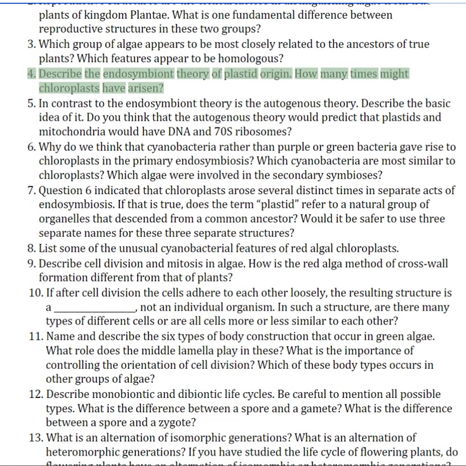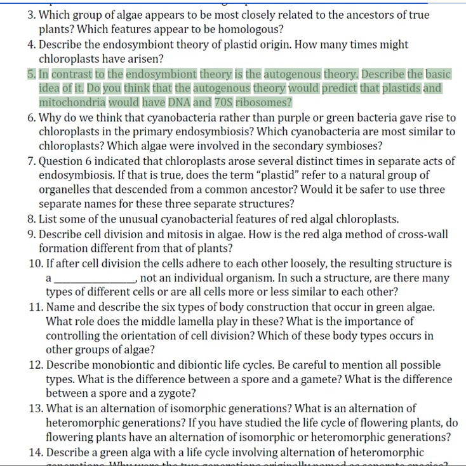4. Describe the endosymbiont theory of plastid origin. How many times might chloroplasts have arisen? 5. In contrast to the endosymbiont theory is the autogenous theory. Describe the basic idea of it. Do you think that the autogenous theory would predict that plastids and mitochondria would have DNA and 70S ribosomes?